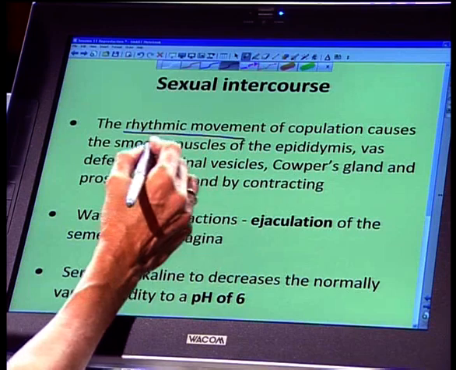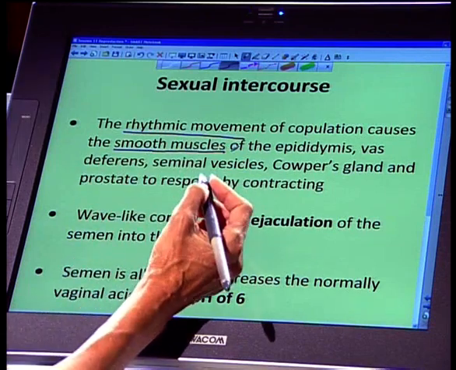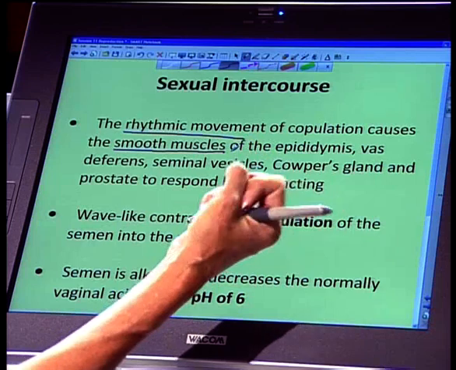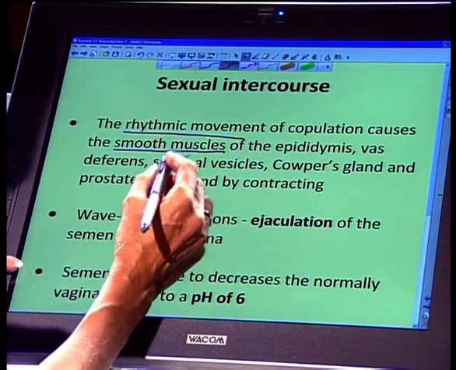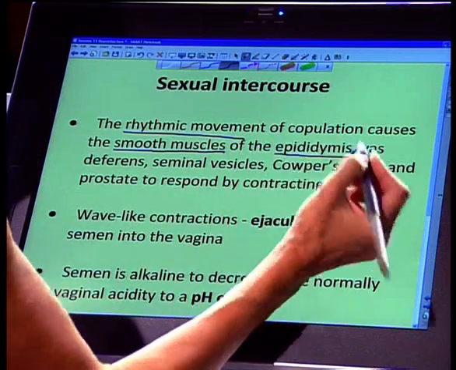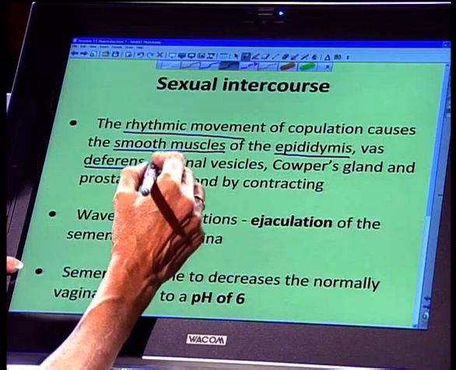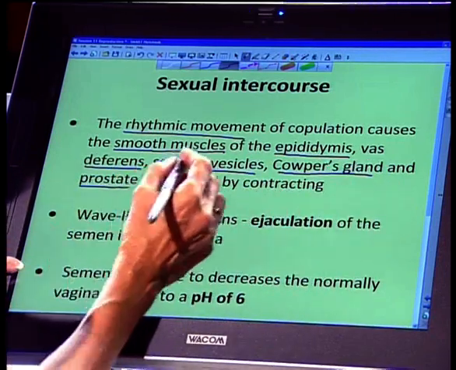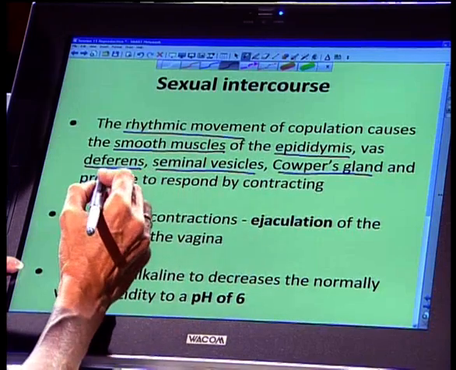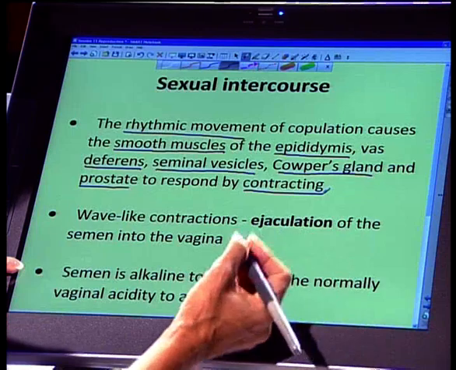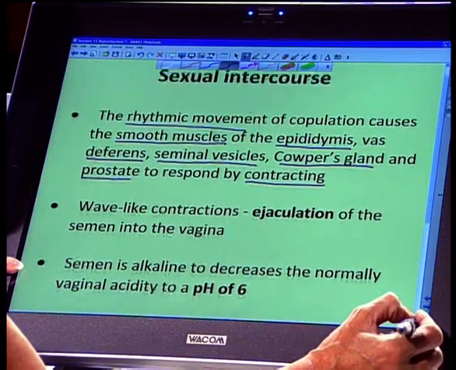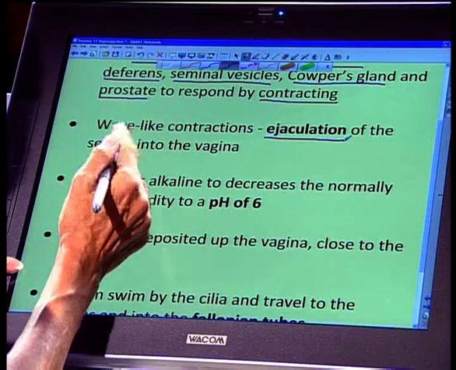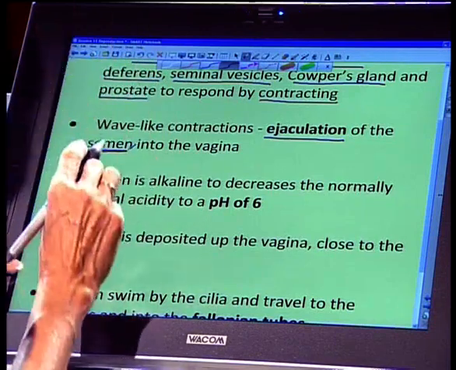Now, with sexual intercourse, there's going to be rhythmic movement, and during the copulation process, what happens is that the smooth muscle, remember this is all uncontrolled muscle. It's not like skeletal muscle where we can, look what I'm doing, I can move my fingers, that is because I want to. Here we're talking about smooth muscles. So of the epididymis, now remember the epididymis, the vas deferens, the seminal vesicles are very important, the Cowper's gland, and the prostate gland. Those are the 3 glands that secrete fluids. What do they do? They respond by contracting. When they contract, the process that occurs is ejaculation, and that is when the sperm and the fluid, which is the semen, is released into the female.